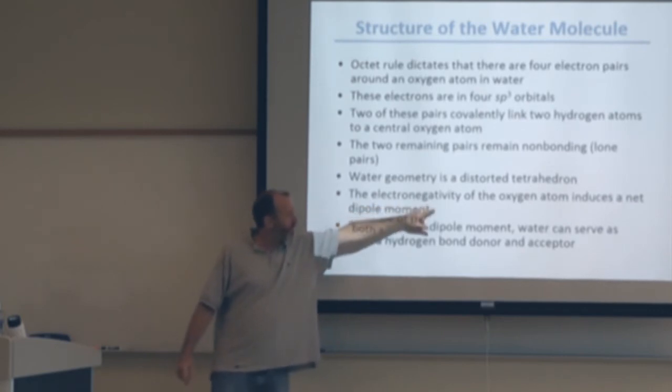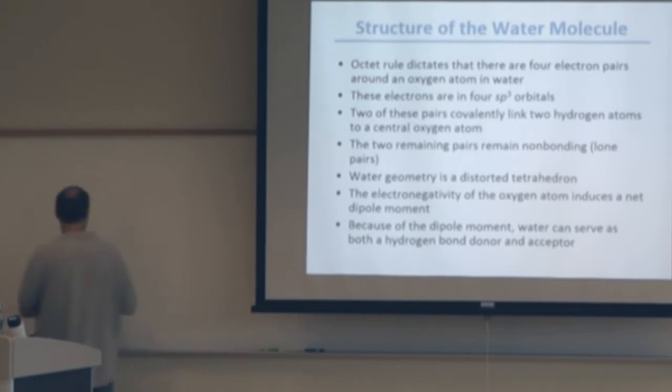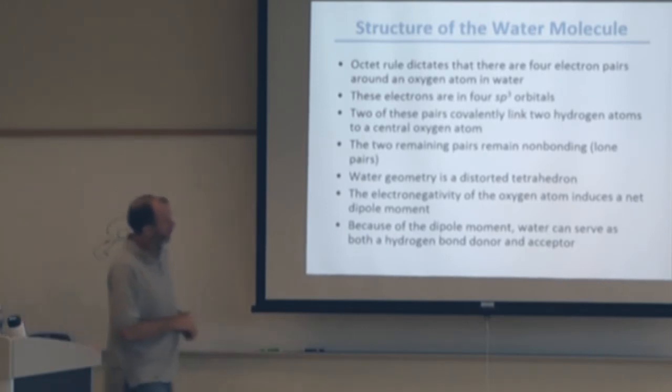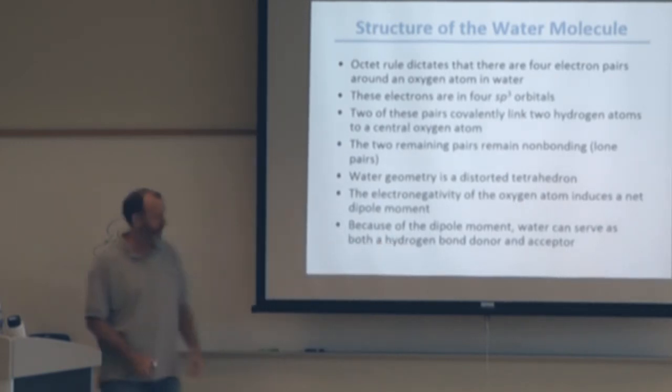Those hydrogens are kind of pushed down a little bit. The electronegativity of the oxygen atom induces a net dipole moment, right? This is negative, this is positive. So you have a net dipole where it's positive on this side and partially negative on this side, right? That makes it quite polar. And because of the dipole moment, water serves as both a hydrogen bond donor and acceptor, right?